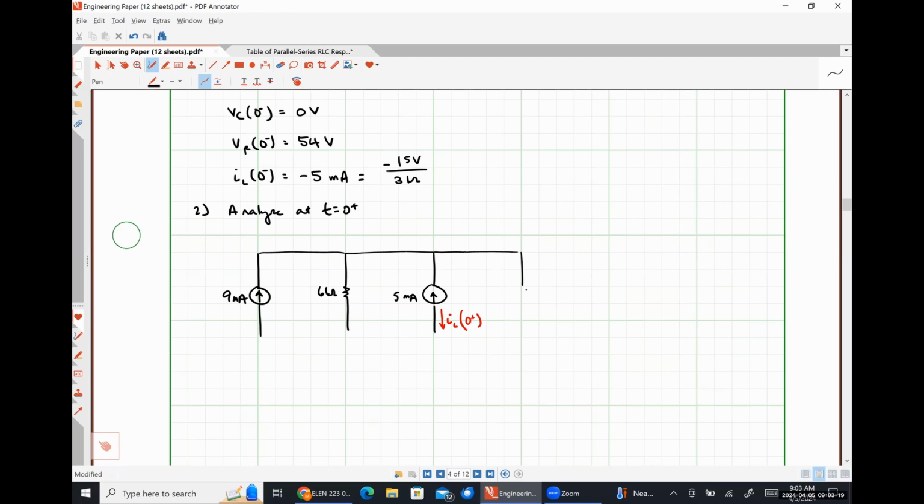So the voltage drop across our capacitor at t is equal to 0 minus was 0 volts. That means our capacitor is going to look like a short circuit at t is equal to 0 plus.